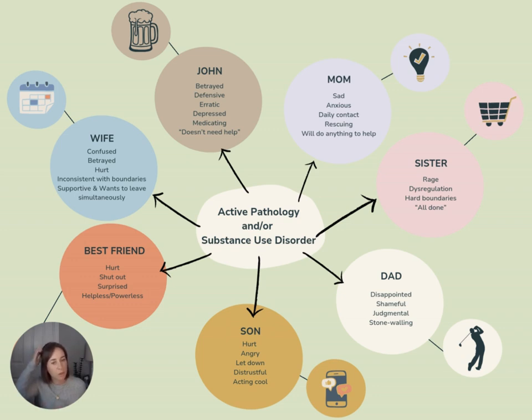And so we're going to pull John out and we're going to put him on the outer ring with the rest of us. And we're going to say all of us are being affected by active pathology and or substance use disorder. It's really important to feel the shift of the arrows here, because what we're trying to do is have everybody less focused on the active pathology and more focused on self and what symptoms I am currently having that are impacting me.